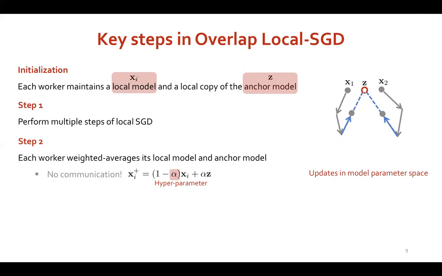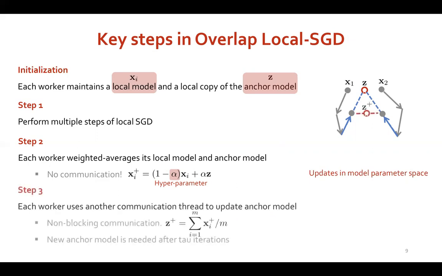And by averaging, what we mean is that the local updated model, xi, is pulled back towards the anchor, and the amount by which it is pulled back is controlled by this parameter alpha. Note that this step does not require any communication between the workers because the anchor model z is already stored at the workers. So this is how we do the local computation at each worker.